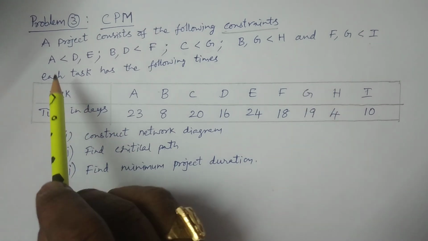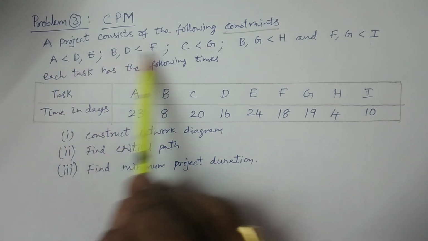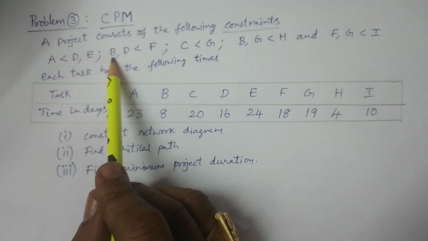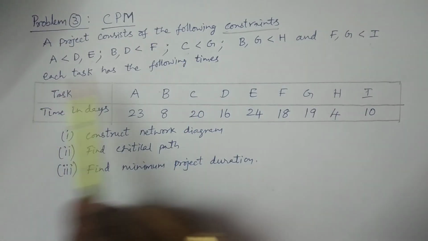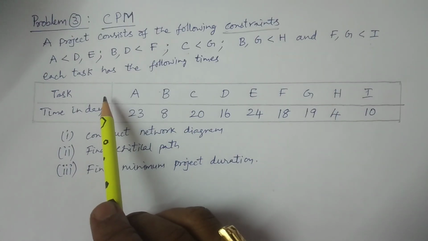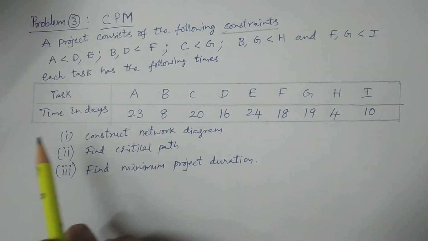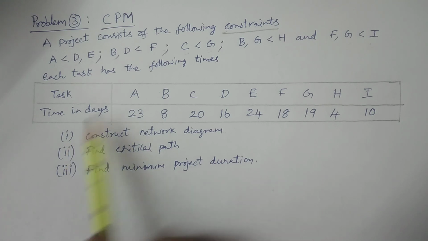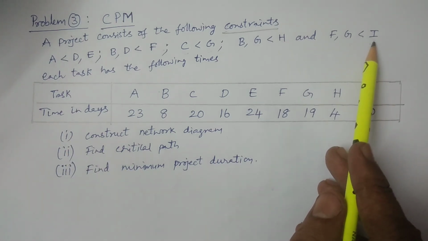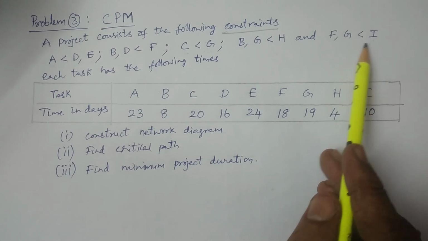You see here, before A there is no activity, before B there is no other activity, and before C also there is no other activity. After A, B, C we have activities, but before A, B, C we don't have any. Similarly, there is no activity after I. I is the last activity.